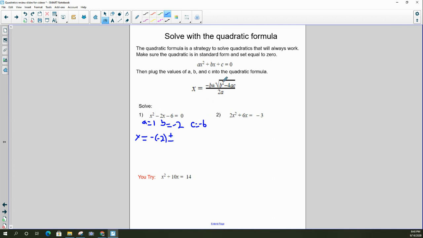There's a plus or minus because when you're solving and you take the square root of something, there's the positive version of it and the negative version of it. So the square root of b squared, so -2 squared. I'm writing everything out right now. It's -2 squared minus 4 times 1 times -6. That's all inside the radical. And then all that is divided by 2 times 1.